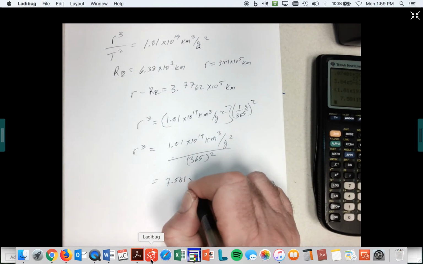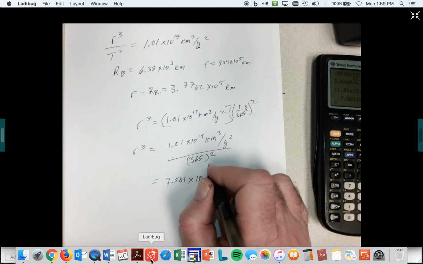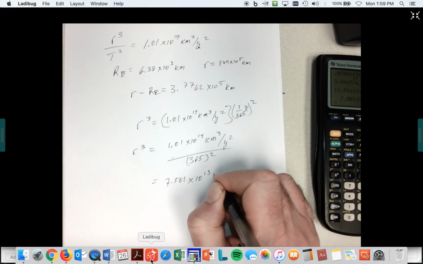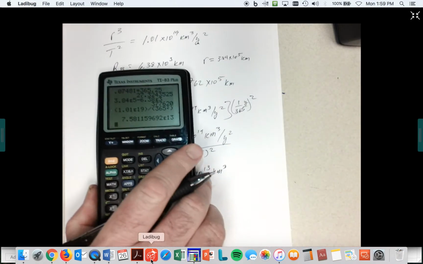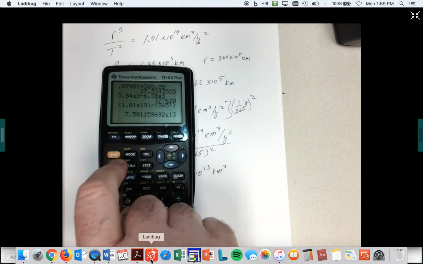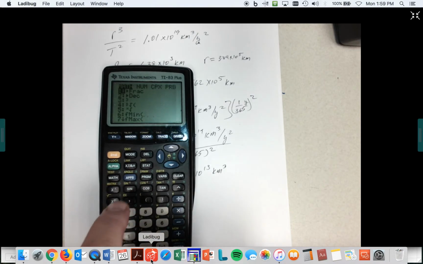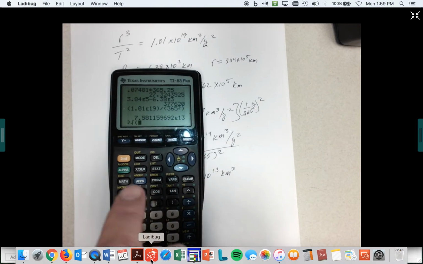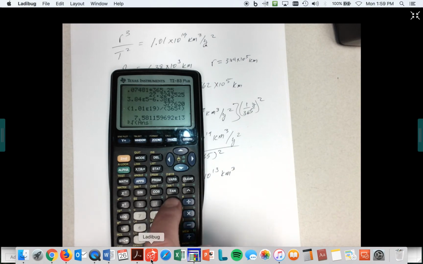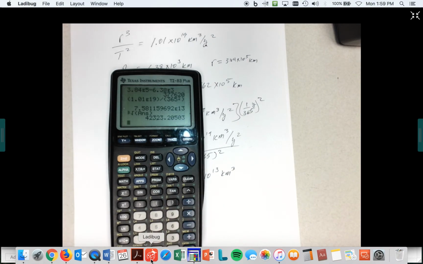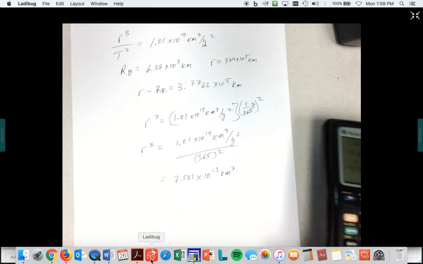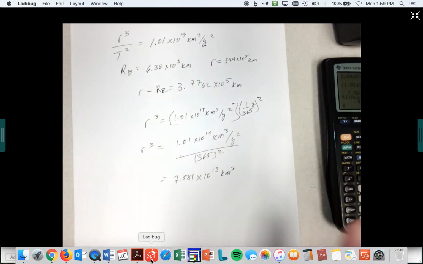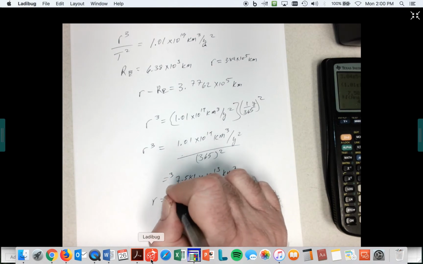1 times 10 to the 13 kilometers cubed. Take the cubed root of this, so I go second, math, come down here, take the cubed root, excuse me, second answer. There it is. That's exactly right. 4.23 times 10 to the fourth. Yep. So take the cubed root of this.